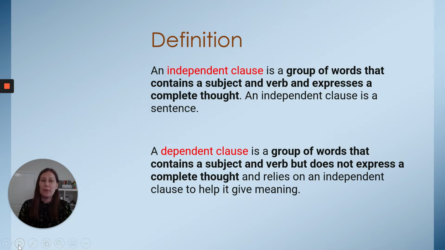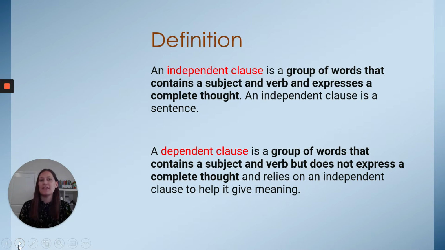In contrast, a dependent clause doesn't make sense on its own. It adds information which can be added to an independent clause, so you can put the two together, but the dependent clause depends upon the independent clause to give it meaning.